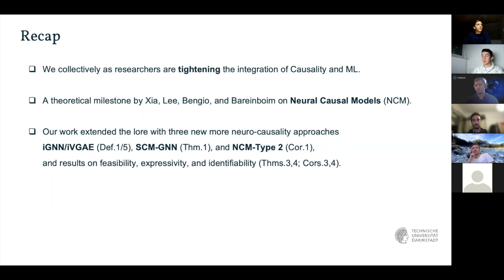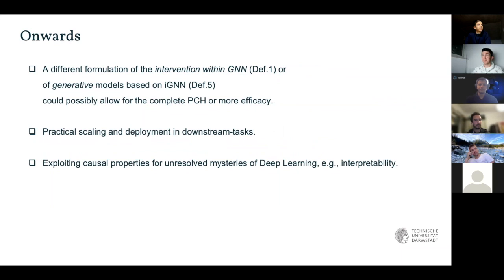And so onwards, I think there's actually a lot of interesting things we can do. So feel free to steal ideas here from this slide if you would want to. A different formulation of the intervention would be interesting. It's a natural formulation, but you could make it stronger.